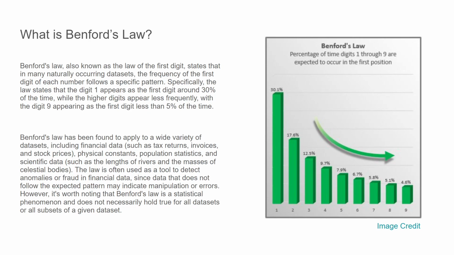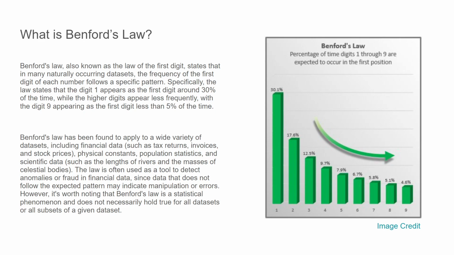Right off the bat, you're probably wondering, what is Benford's law? Benford's law, also known as the law of the first digit, states that in many naturally occurring data sets, the frequency of the first digit of each number follows a specific pattern. Specifically, the law states that digit 1 appears as the first digit around 30% of the time, while the higher digits appear less frequently, with the digit 9 appearing as the first digit less than 5% of the time.